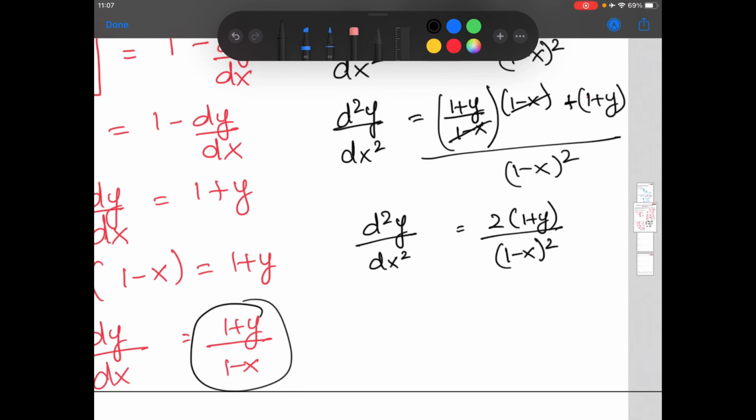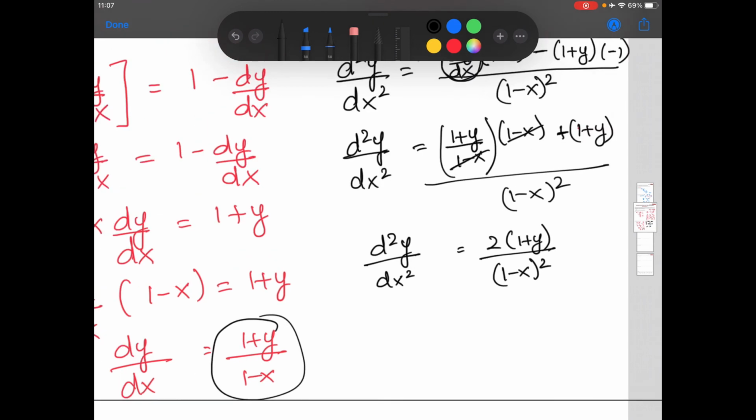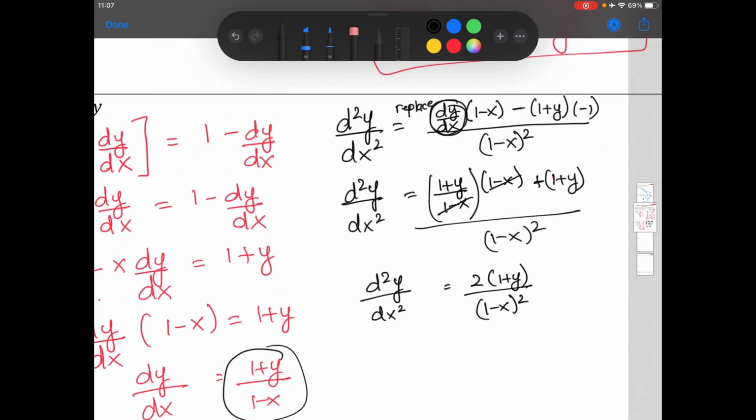So this is how you would do these questions or find the second derivative. Remember, the tricky thing is to replace dy over dx. That's one thing you have to remember. So your final answer is in terms of x and y.